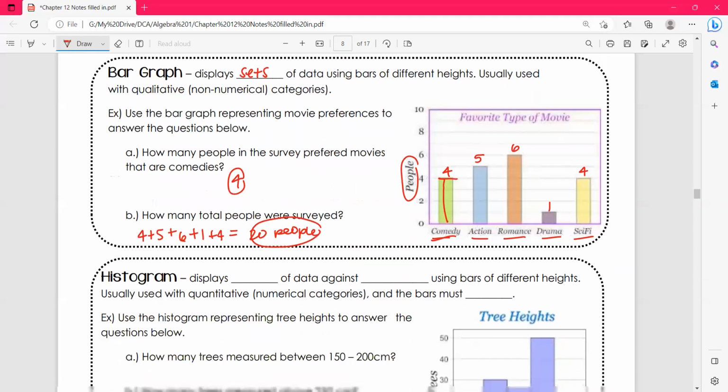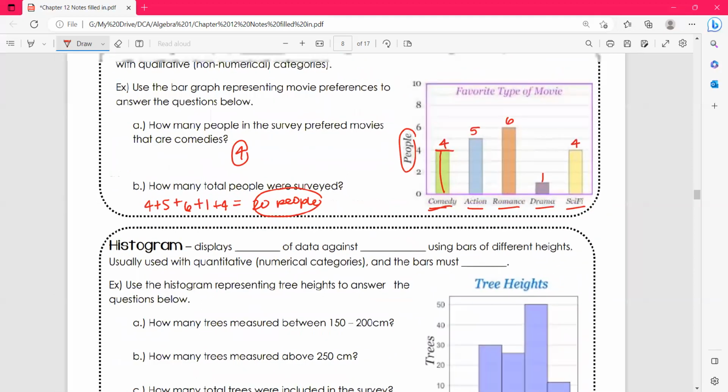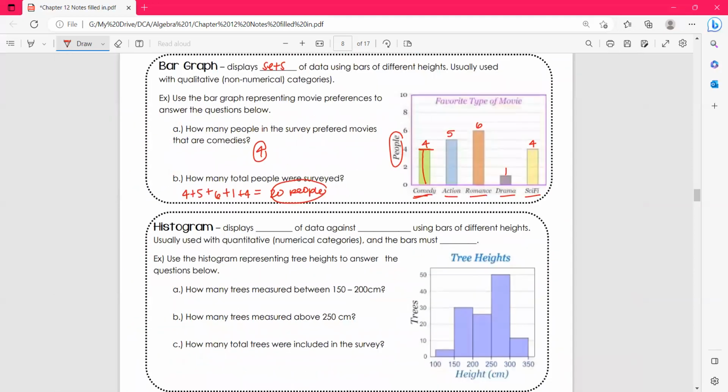Bar graph versus a histogram, okay? Because notice they look very similar, right? So what's the difference here? A histogram displays sets of data against ranges, now. So this is interesting, using bars of different heights, usually used with quantitative data. So now our categories are numbers.